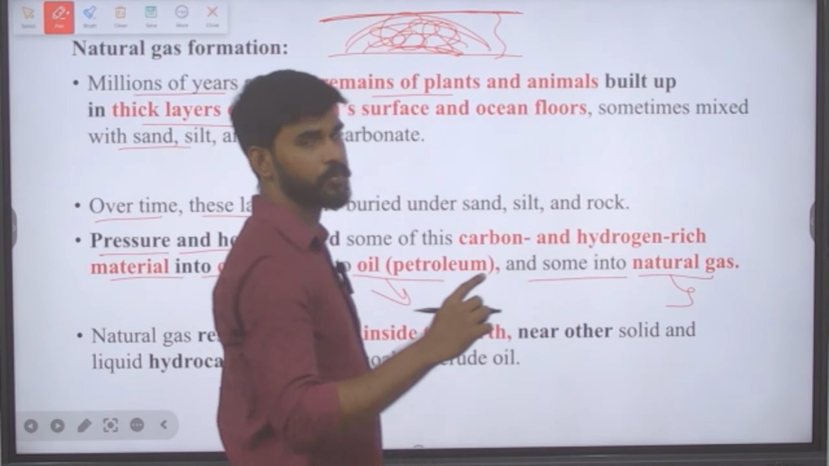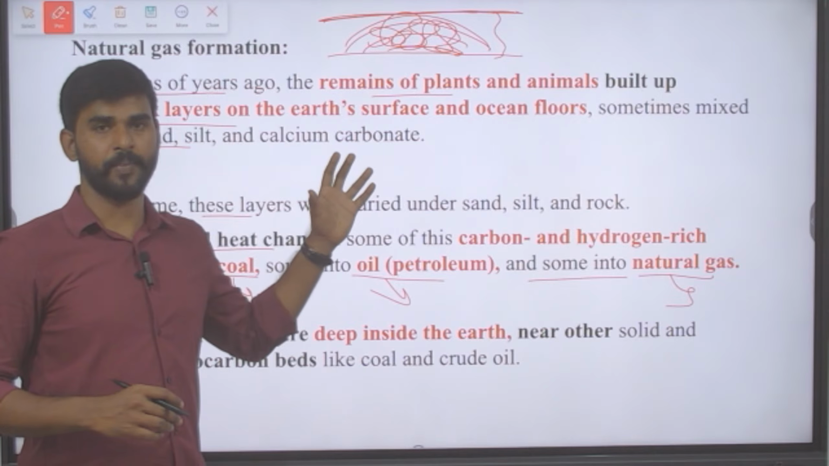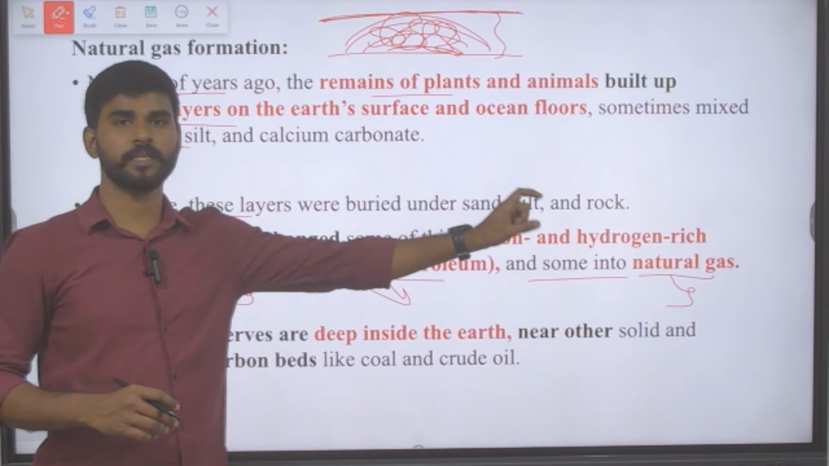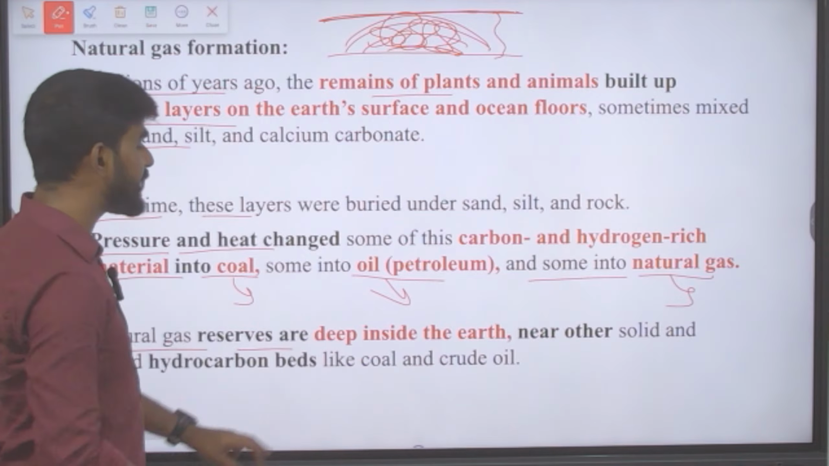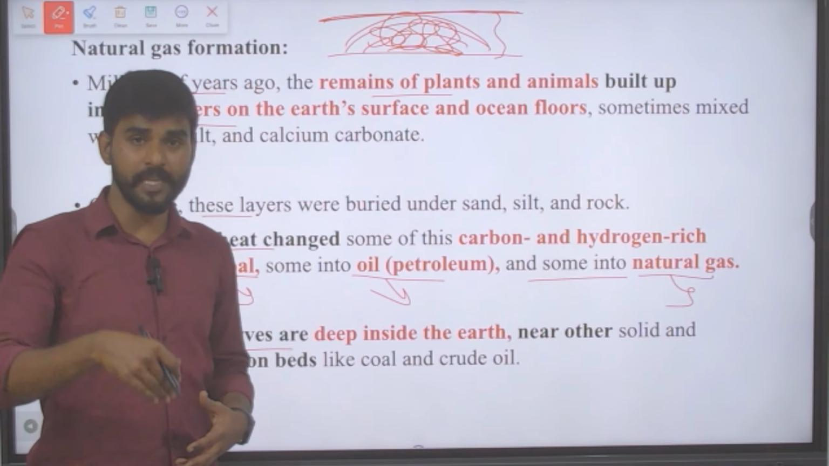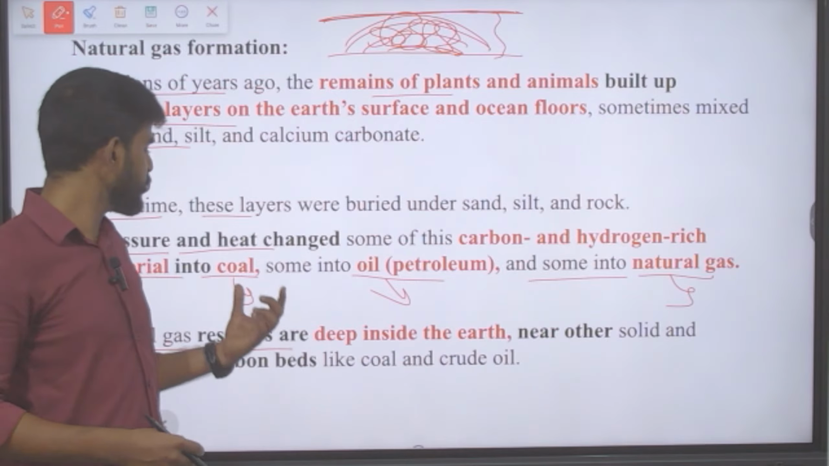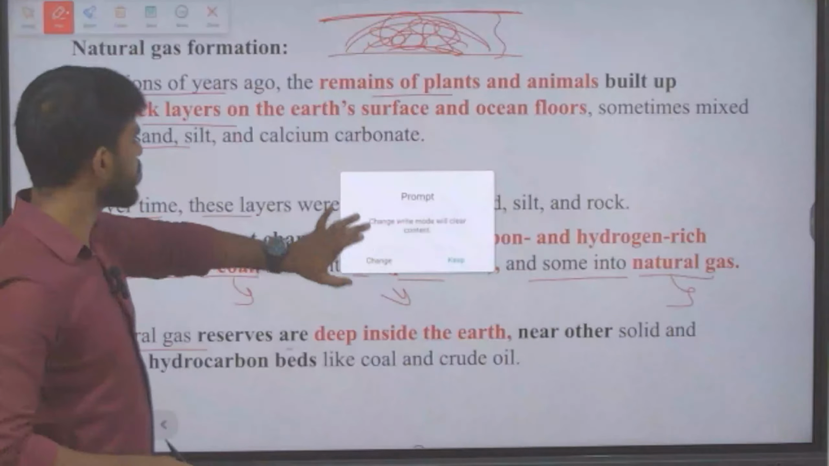All these are fossil fuels. So this is generally a process how fossil fuels are made, and one component here is the natural gas component. Natural gas reserves are deep inside the earth. So where can we find natural gas? They are deep inside the earth, similar to coal and petroleum, oil. So this is what we need to know here.